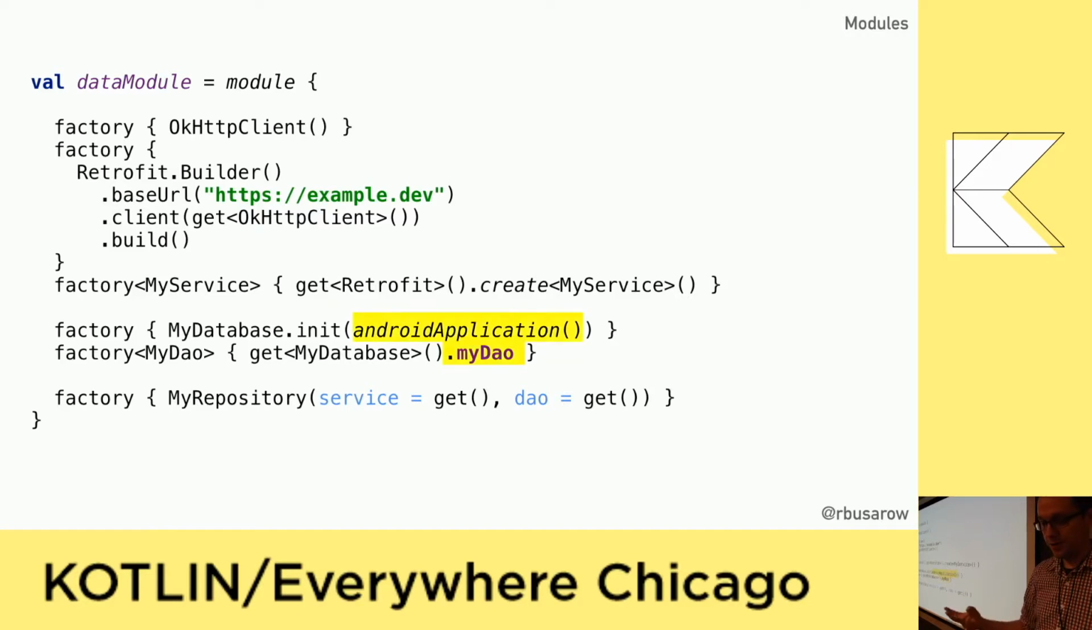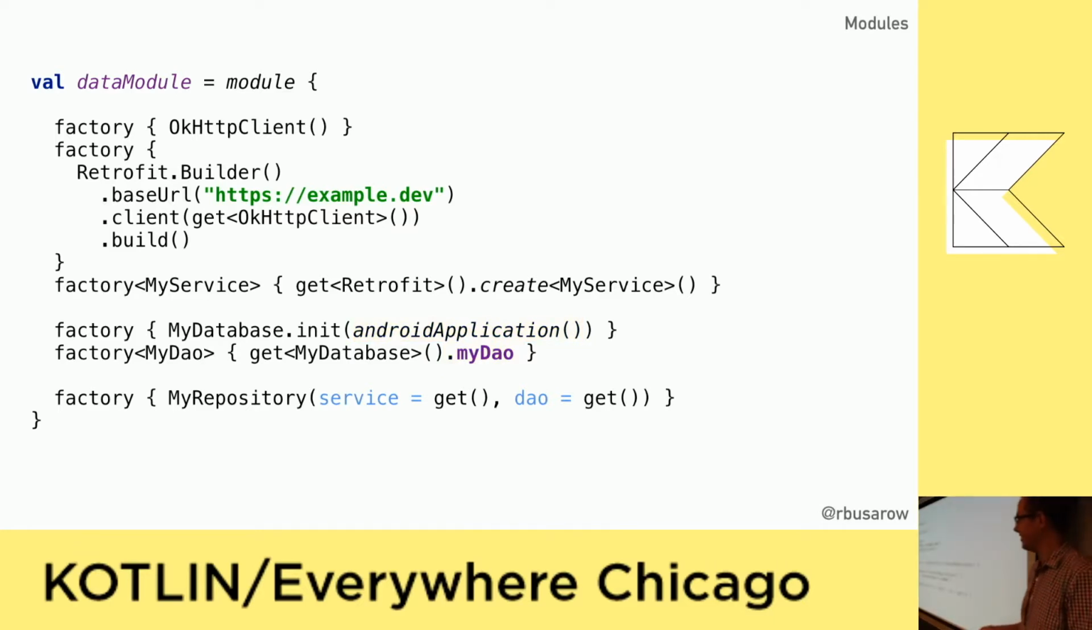And I want to call out 2 things with this as well. First, we're making use of that Android application that we added in Start Koin. And second, I don't know why, but it's absolutely fascinating to me. The DAO, we're not actually creating it. It's already created by the Room database, and all we're doing is accessing it, which just blows my mind just how weird that is.